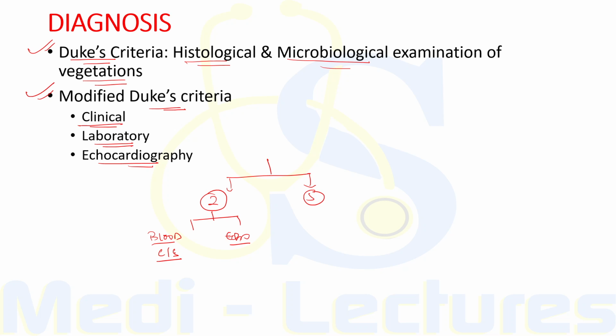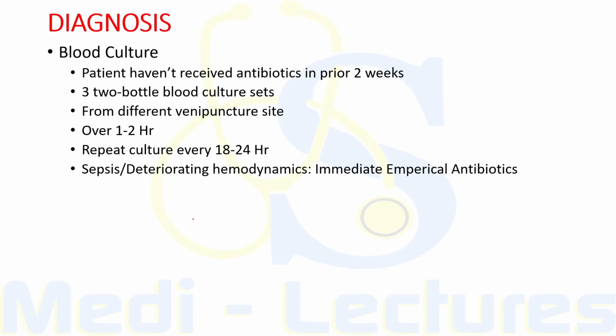So let's discuss the blood culture. Firstly, in patients in whom infective endocarditis is suspected, if we are taking the sample for blood culture, ideally the patient should not have received antibiotics in the prior 2 weeks. So how do we take the sample? 3 sets we have to take, each containing 2 bottles of blood culture. So 3 two-bottle blood culture sets have to be taken from different venipuncture sites. So we have 6 samples total.